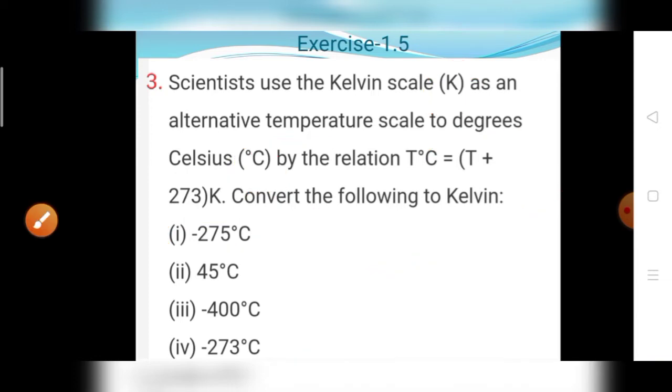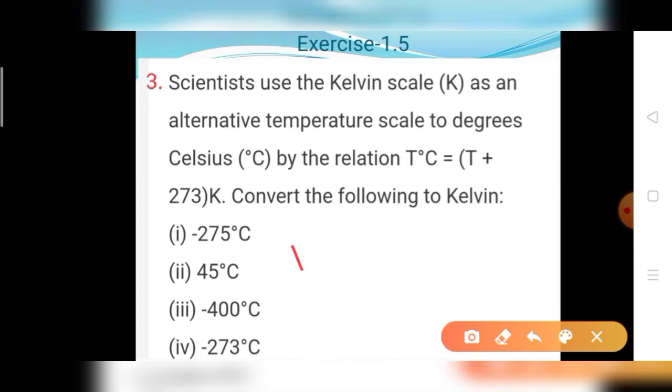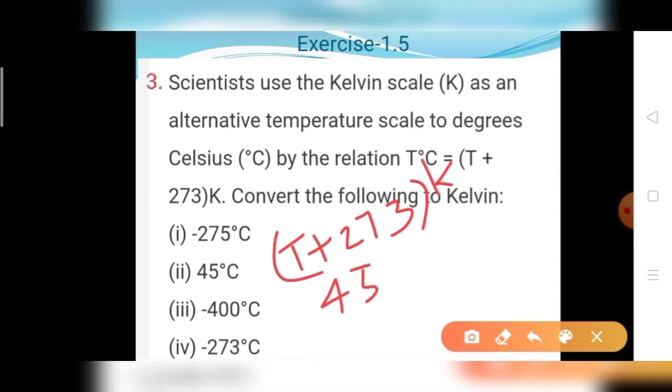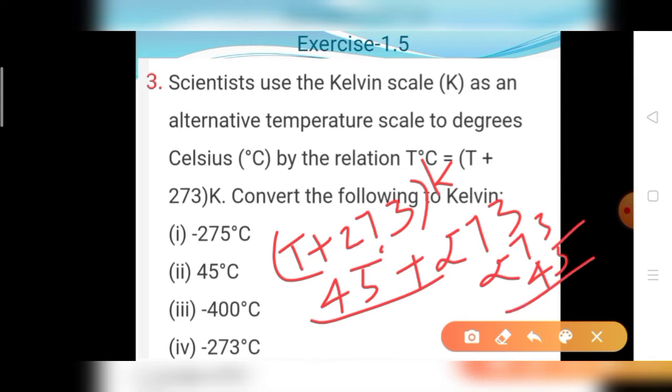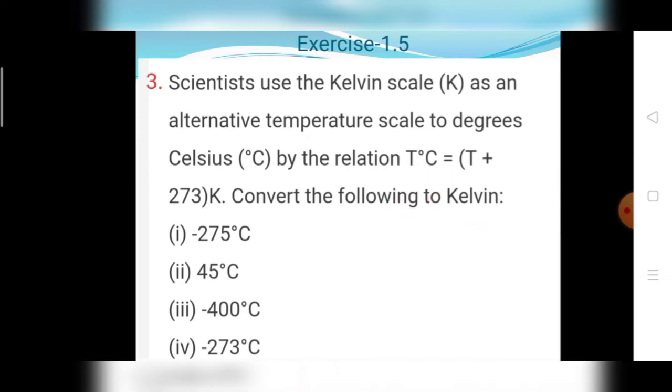The next one, second subdivision. T value is 45 degrees, the formula is T + 273 K. So 45 plus 273. The two symbols here are the same, so we add. 273 plus 45: 3 plus 5 is 8, 7 plus 4 is 11, write 1 and carry 1, so 318. The answer is 318 K. Second answer is 318 Kelvin.